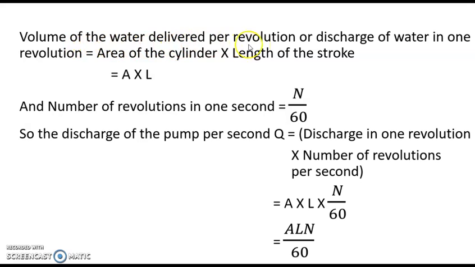Volume of the water delivered per revolution, or discharge of the water in one revolution, is equal to the area of the cylinder multiplied by the length of the stroke, which is equal to A into L. And we know that the number of revolutions in 1 second is equal to N by 60. So the discharge of the pump per second Q is equal to discharge in one revolution multiplied by the number of revolutions per second. Discharge in one revolution is AL and the number of revolutions per second is N by 60. So Q is equal to ALN by 60.